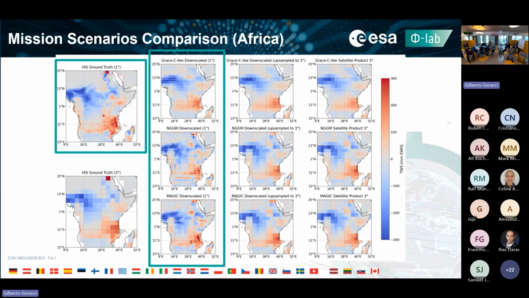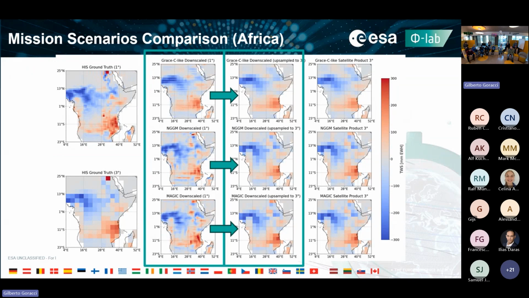Because if you look now at the comparison between the high resolution ground truth and the downscaled product, you see that the top picture, the GRACE-like downscaled, is actually very messy. It's not very clear. It does not have a very high quality compared to NGGM and MAGIC. This comes from the fact that the original satellite products from NGGM and MAGIC are better.